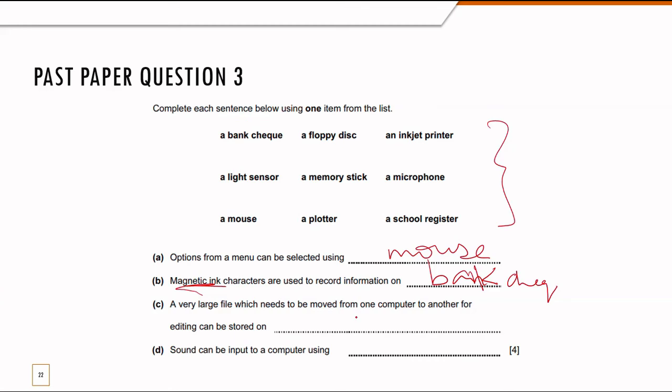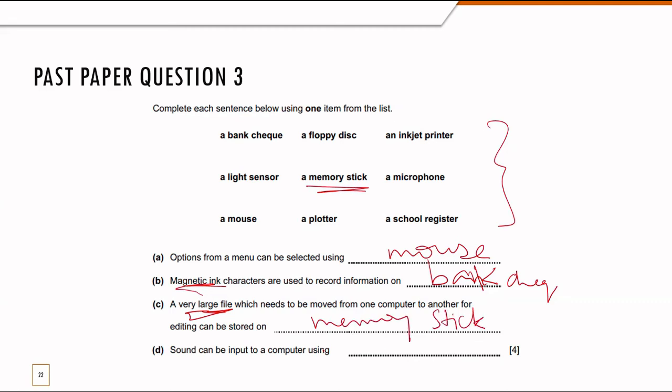Then it asks, a very large file which needs to be moved from one computer to another for editing can be stored on a dash. The keyword here is a very large file, and it has to be moved from one computer to another. So, since it is a very large file, our options are floppy disk and memory stick. Because it is a very large file, let us go for memory stick.